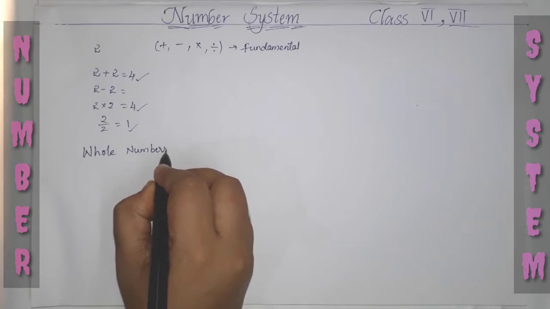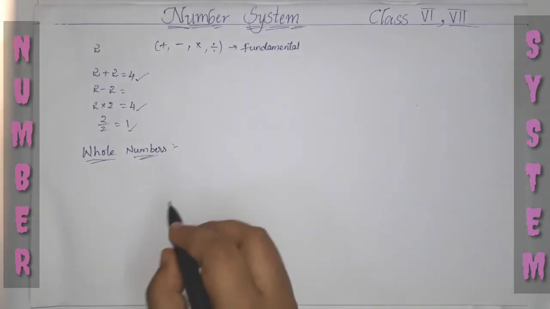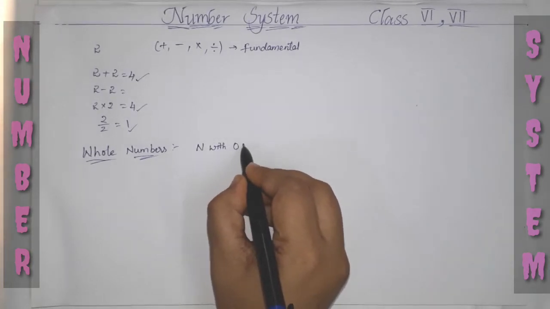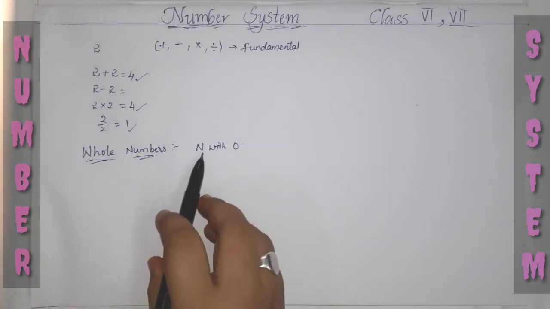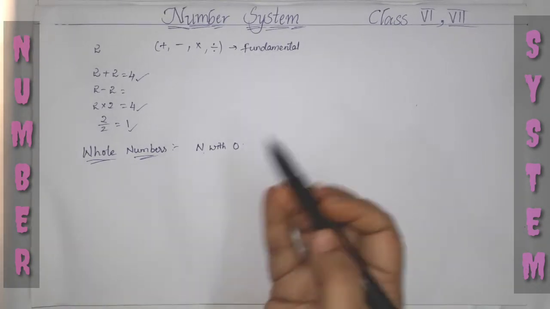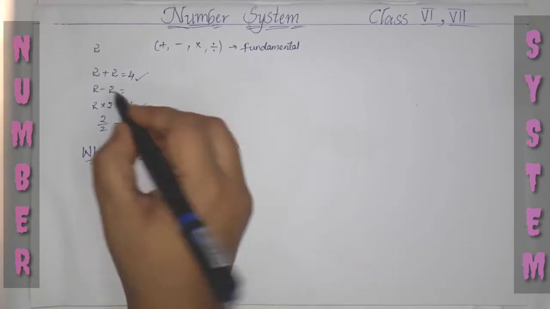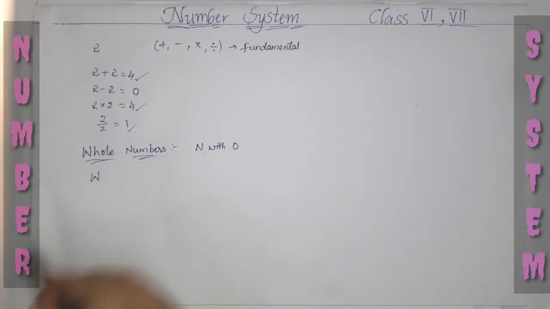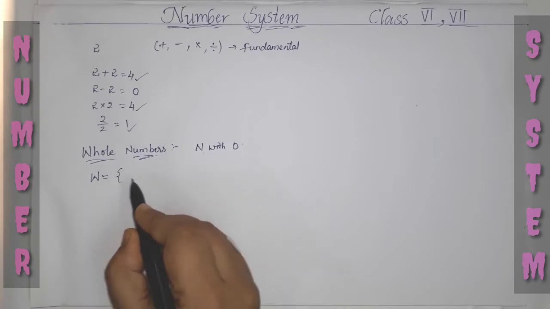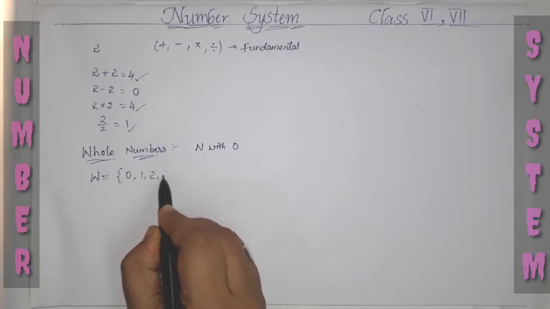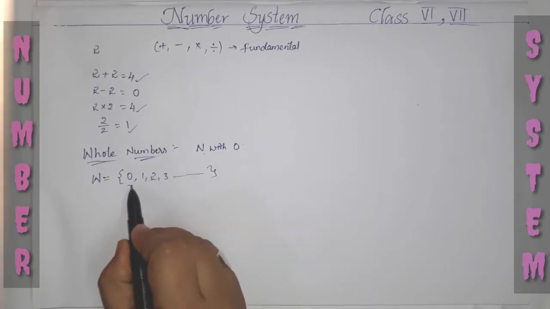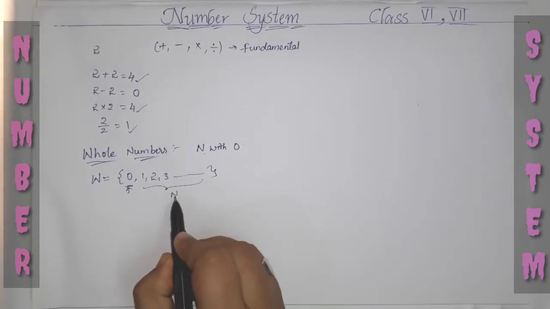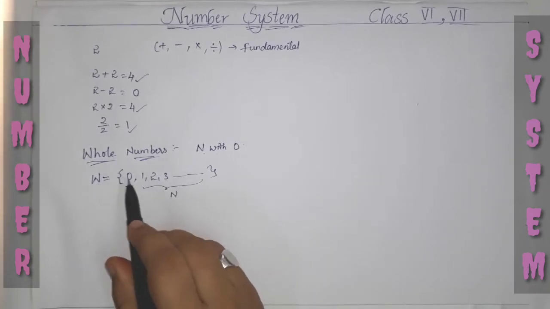What is meant by whole numbers? Along with the natural numbers, we have to take 0. Along with the natural numbers, if I take 0, then that set is called whole numbers. So 2 minus 2, how much? 0. Whole numbers are represented with the capital letter W. In this I have the numbers 0, 1, 2, 3, 4 and so on. So 0 is the extra element we are taking here, and the remaining are all natural numbers.